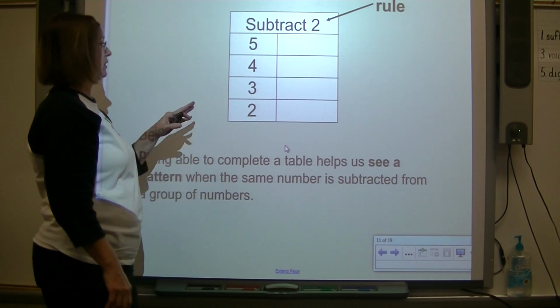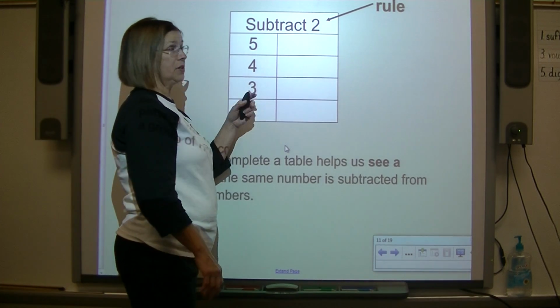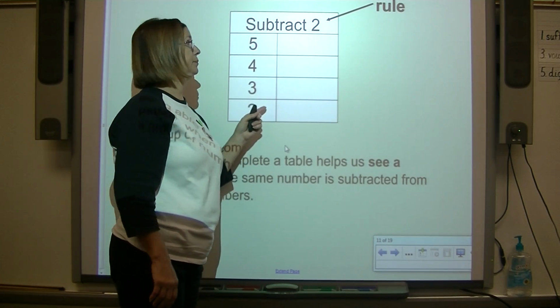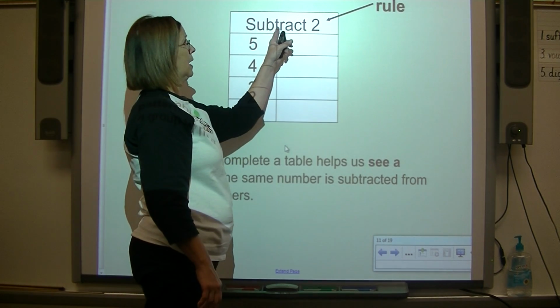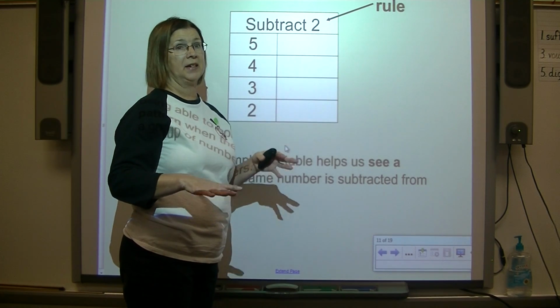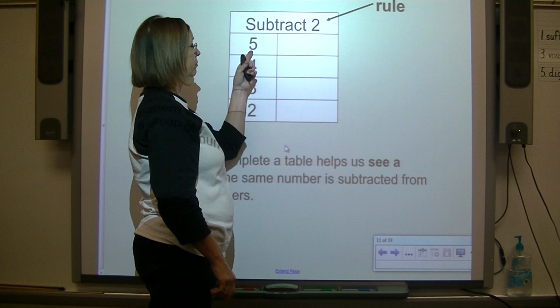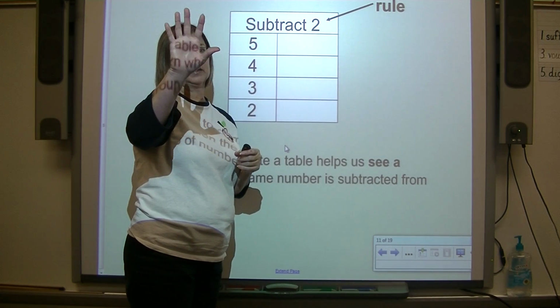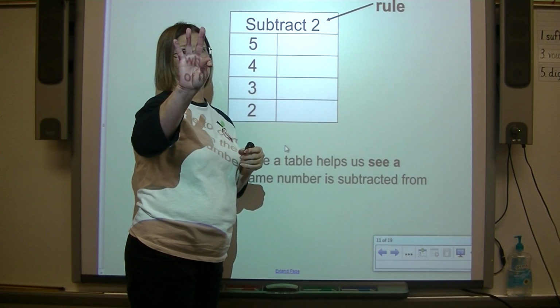Okay, now, let's take a look at this. This looks very much like what we just did for our problem of the day. All right, only this time it tells us at the top what we need to do. We're going to subtract 2. You have 5, and you're going to subtract 2. Here we go, 5. Take away 2, 1, 2. What's left? 3.